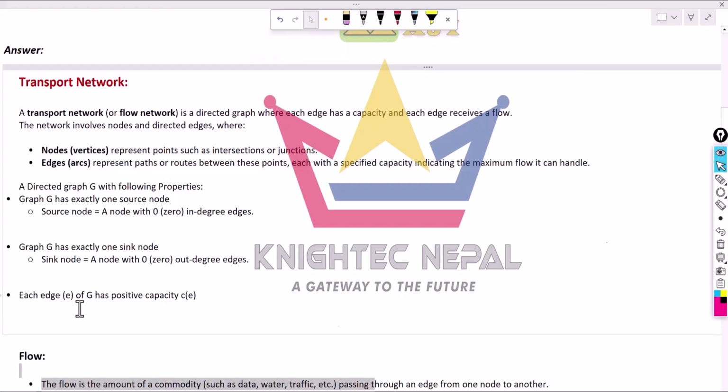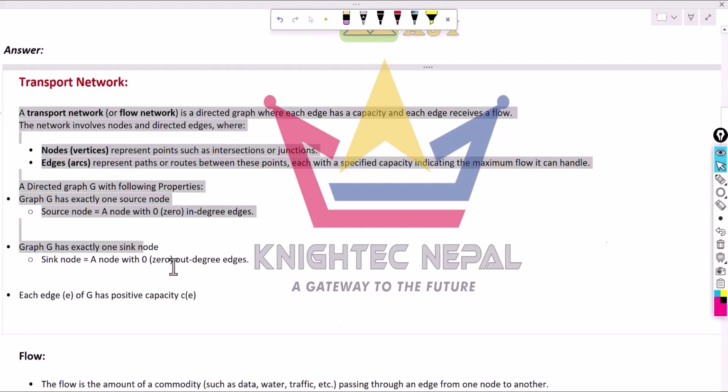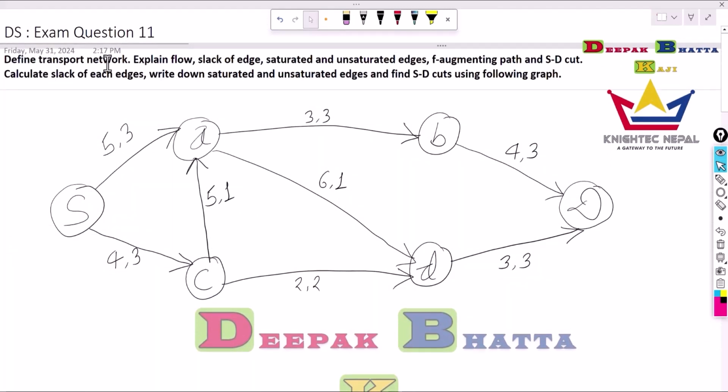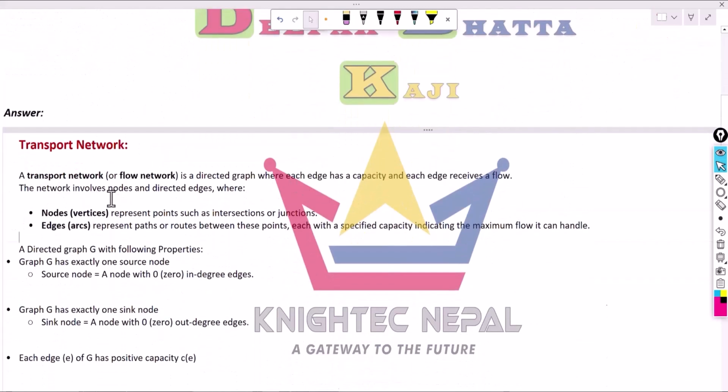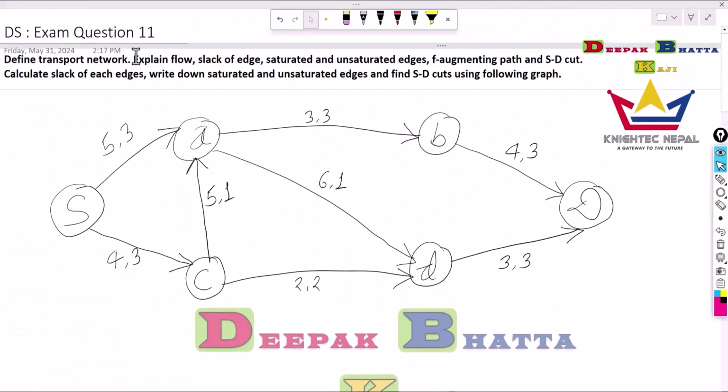Okay, now as far as we have discussed the concept of transport network, you will write these things if the question asks you to define transport network. You will have to write down these definitions along with the property of the directed graph. So now let us move on to the next part of the question.